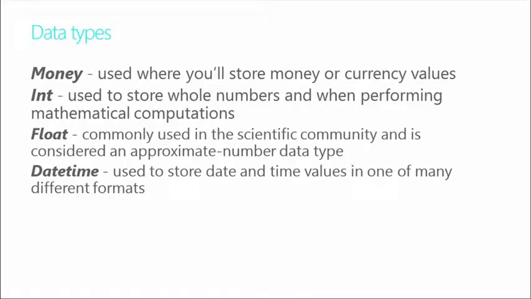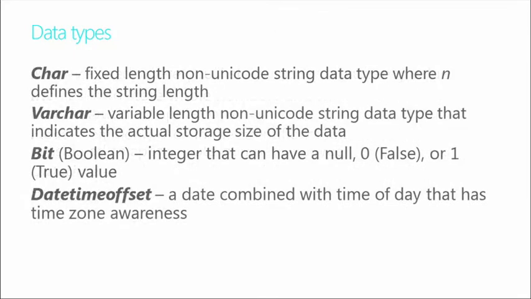So we have int, short for integer. We have float, which is often used if you need more precision, more in the scientific community. And often we're looking for dates, times, and timestamps, so we have a datetime field as well. Those are a few of the variations of those types of data.